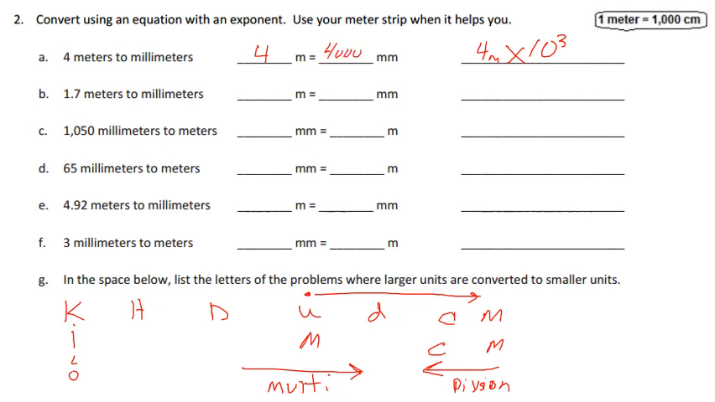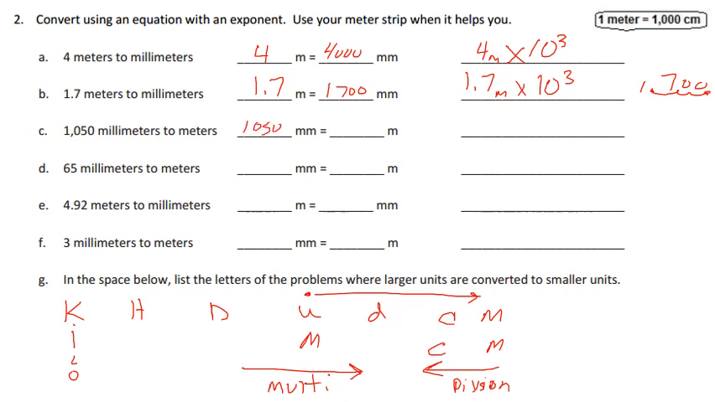Next one, 1.7 meters going to millimeters, same type of unit. So I have 1.7 meters times, so we know once again from meters to millimeters is 3 positions, so it's 10 to the third. So I'm going to move that decimal 3 positions, making it larger, 1, 2, 3. I have to put in my placeholders, so we'd end up with 1,700 millimeters.